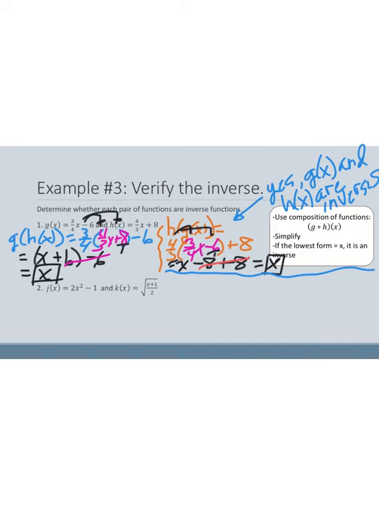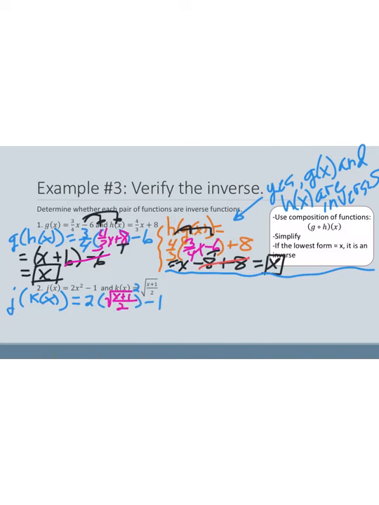Okay, so the first thing I'm going to do is find j of k of x. My j function, notice, has an x right here, so you're just putting parentheses around the x only. You're hugging the x. So 2 big parentheses squared minus 1. And then our input is our k of x, so this entire square root is going to go in here. So square root of x plus 1, all over 2.